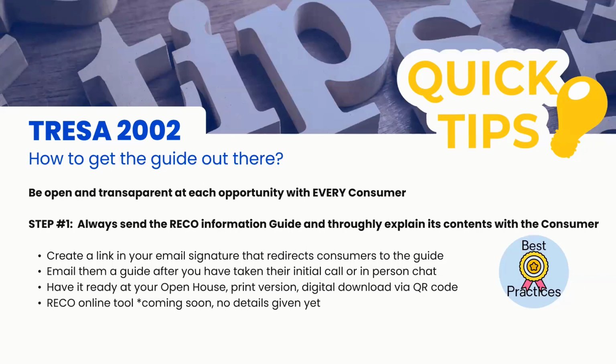Step one: always send the RICO information guide and thoroughly explain the contents of that. Create the link in your email signature. Great idea that redirects the consumers back to that guide. Email them after you've taken their initial call, chatted with them. Have it ready at your open house, print version, digital download via QR code.